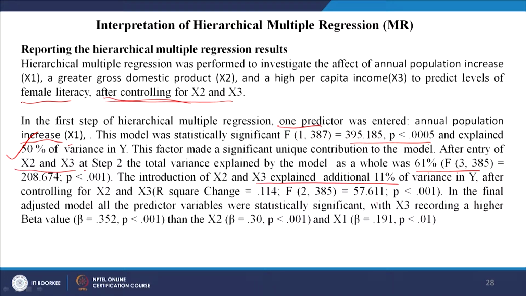So, in the final adjusted model, all the predictors were statistically significant, with x3 recording a higher beta value than x2 and x1. So, this is how you should write the output of the hierarchical multiple regression, right.